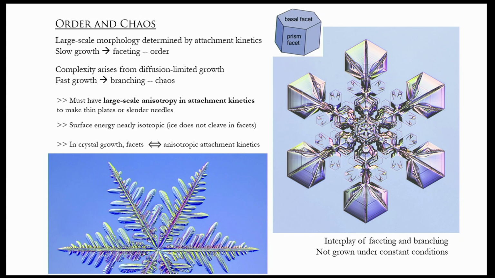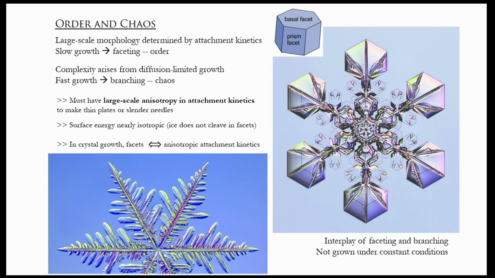Another thing is you just get what I call the competing forces of order and chaos, good and evil. The large-scale morphology is just dominated by the attachment kinetics. Plates, columns, that's all attachment kinetics. And with slow growth, you get faceting. The complexity comes from branching, and the diffusion limited growth, that's chaos. And the faster the growth, the more chaotic. So large scale anisotropic kinetics is very important. Surface energy is not so important.